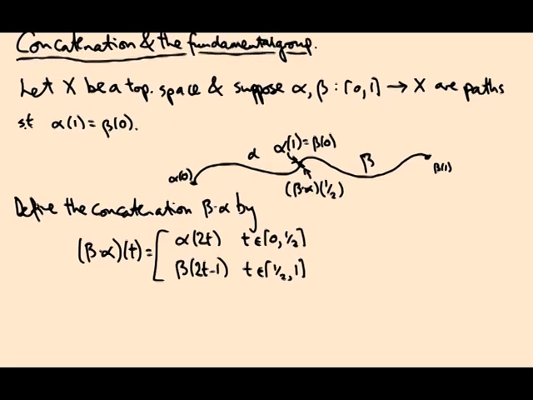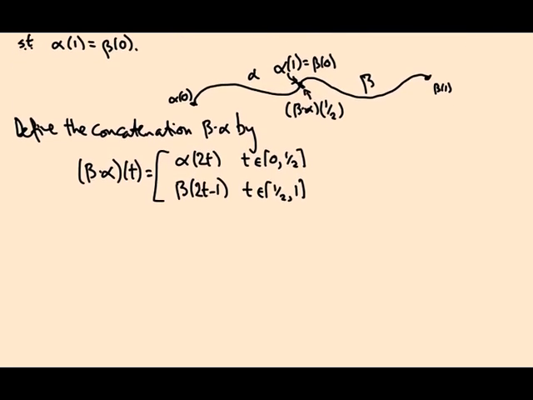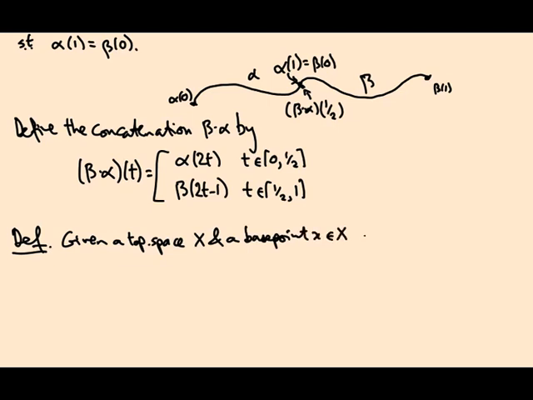Now, it was important for this to work that alpha and beta matched up at the end point of alpha and beginning point of beta. So, given a topological space X and a single base point, little x in X, let's write omega, capital omega, subscript x of X for the set of all loops based at little x.